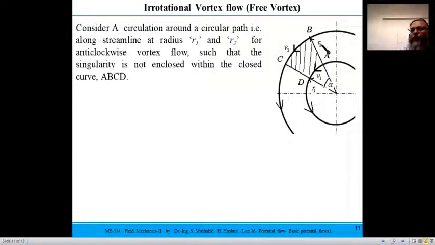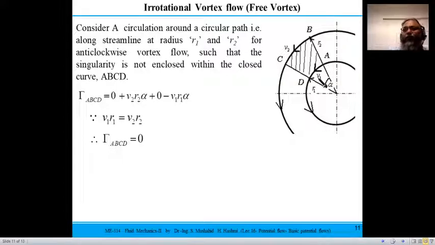So velocity in the AB direction is 0 here, and in the BC direction it is v2, and this length BC is r2 times this angle alpha. Similarly, the velocity in CD is 0, so circulation would be 0 times the length CD, and this would be minus just because we are calculating anti-clockwise circulation to be positive. And you see from the expression that v1 r1 is the same as v2 r2. So in this case we have worked out that the circulation is 0.